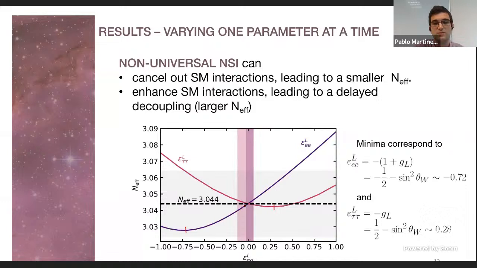And then you can see that for some values, we get a value of N_eff smaller than the standard case. That's when NSI, so non-standard interactions, are canceling out standard model interactions. And we also have regions in which the interactions between neutrinos and electrons are enhanced.